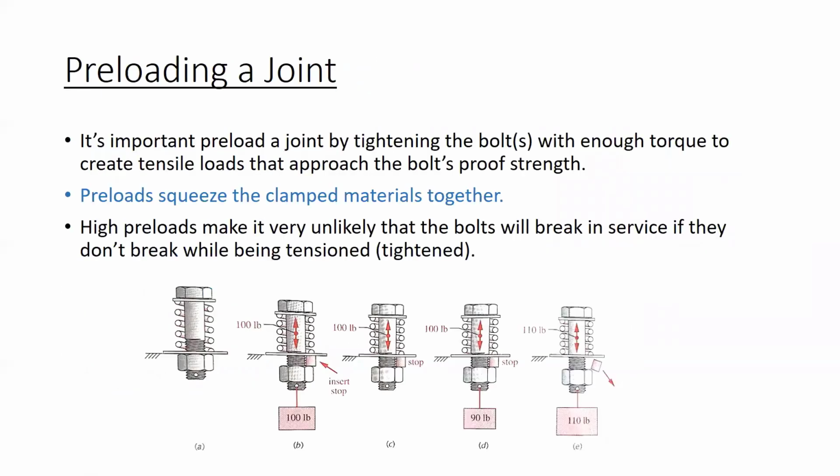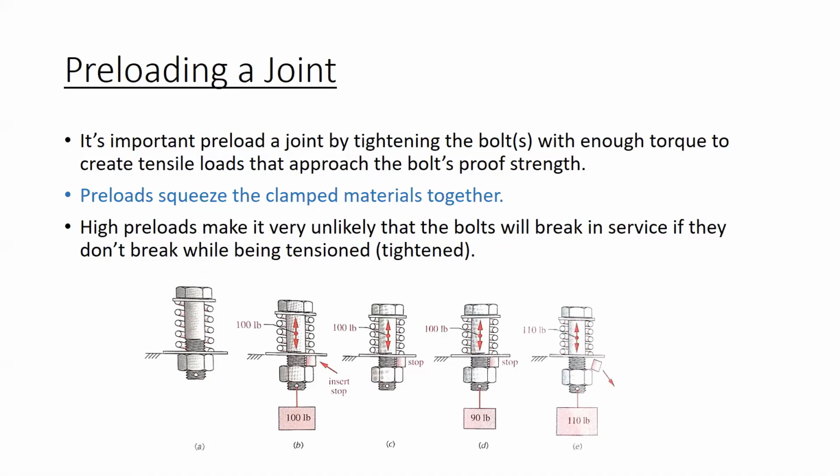Before a joint is loaded, it's important to preload the joint by tightening the bolts with enough torque to create tensile loads that approach the bolt's proof strength. So why do we do preloading? High preloads make it very unlikely that the bolts will break in service if they don't break while being tensioned or tightened. The reasons for this are kind of subtle and require an understanding of how the elasticities of the bolt and the clamped members interact when the bolt is tightened and when the external load is later applied.